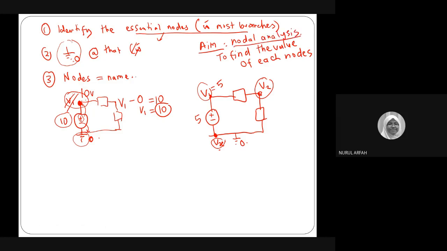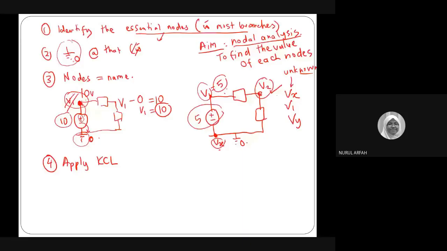Then after that, you name the unknowns. If you know the value, you write down the value. If you do not know the value, you just pick V2, Vx, V1, Vy, any name, as long as it is an unknown name.